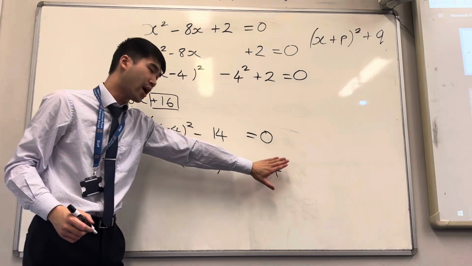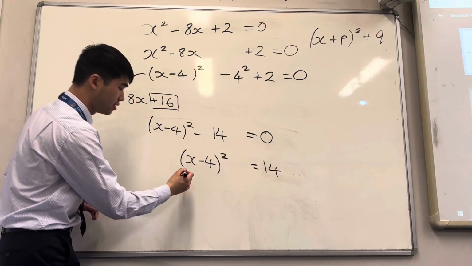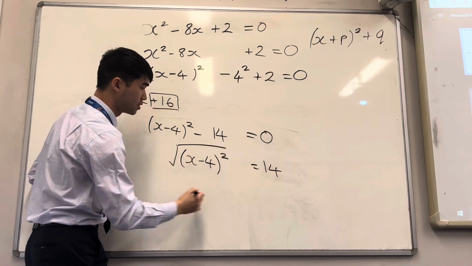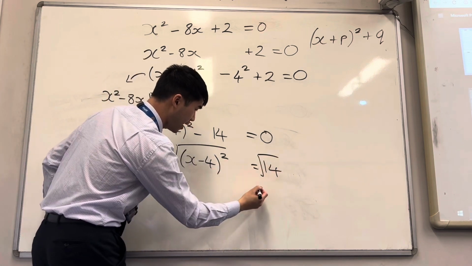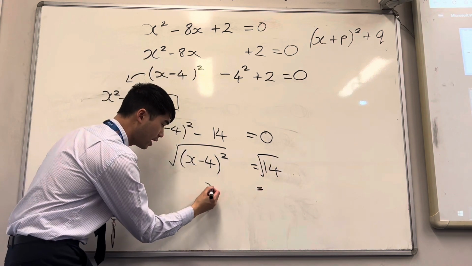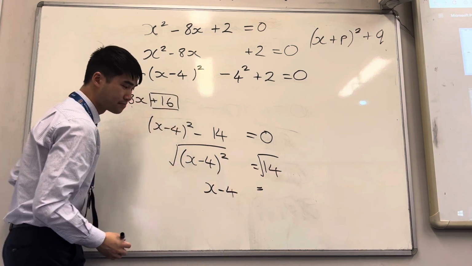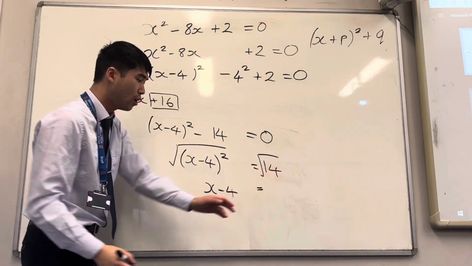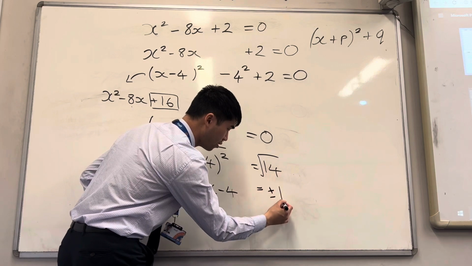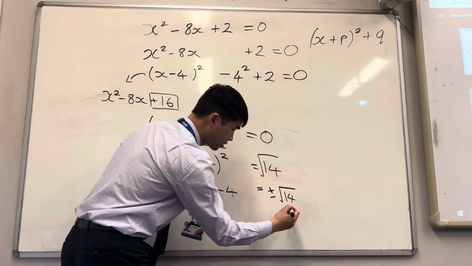I then take the square root of both sides. So square root this, and it will give me x minus 4. Now the square root of 14 will just be plus or minus the square root of 14. That doesn't get any simpler.